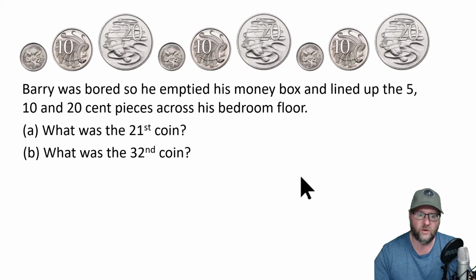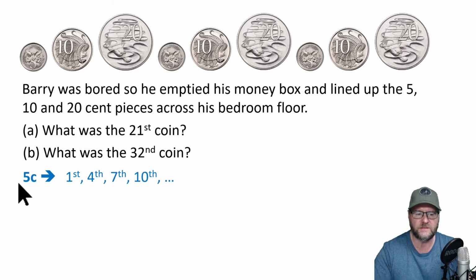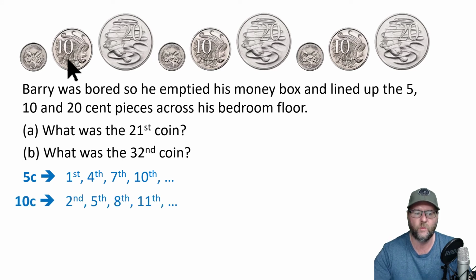Now, I could write out 5, 10, 20, 5, 10, 20, 5, 10, 20, sort of 32 times, but it's probably quicker and easier just to model the pattern. The 5 cents will be the first, the fourth, the seventh. Right, so there's 1, 2, 3, 4, 5, 6, 7. I can see that that pattern is going up by 3. The tens will be one more on from that. So it'll be the second, third, fourth, fifth, 6th, 7th, 8th. Once again, they're going up by 3 because there's 3 coins in the pattern.